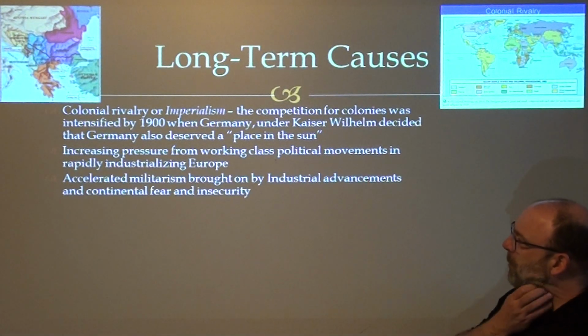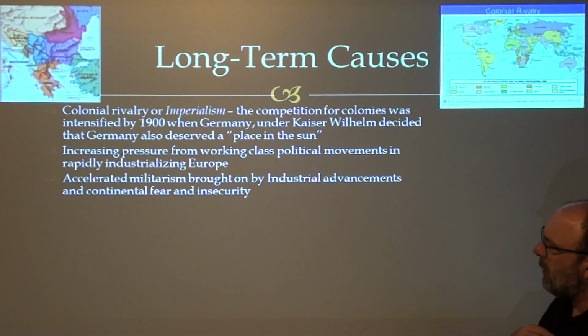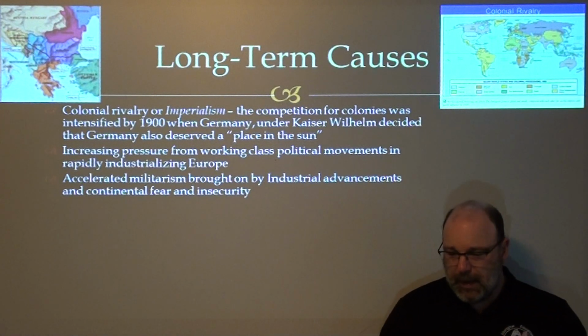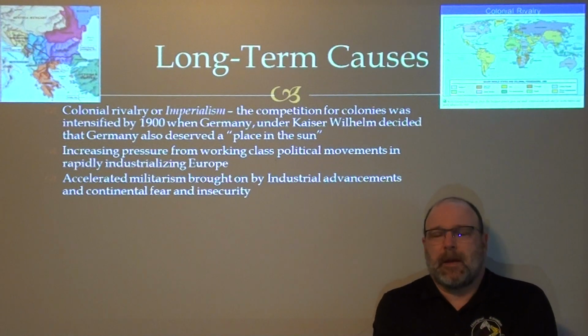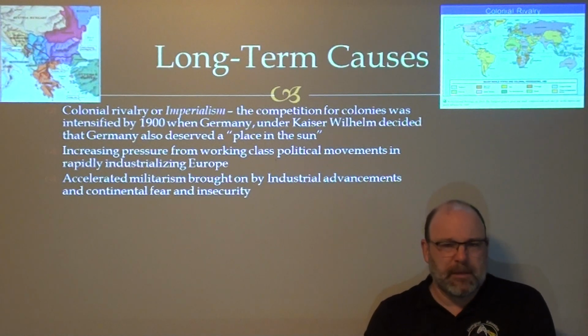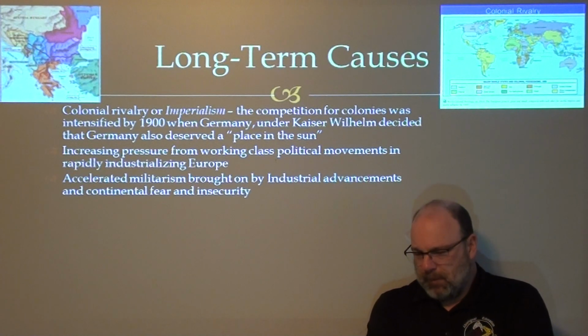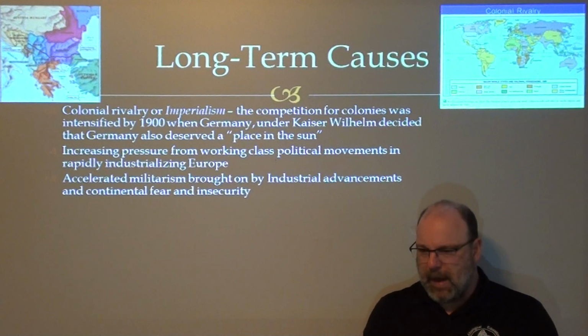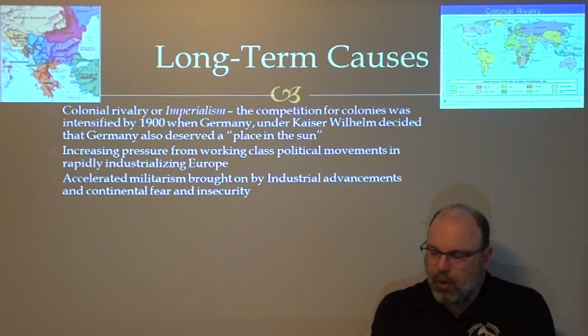Next we have accelerated militarism brought on by the industrial advancements and continental fear and insecurity. It's like a vicious cycle. Europe is industrializing at a rapid rate. They're colonizing at a rapid rate. There's this growing tension in Europe as a result of this growing working class, radicalized group of young workers.